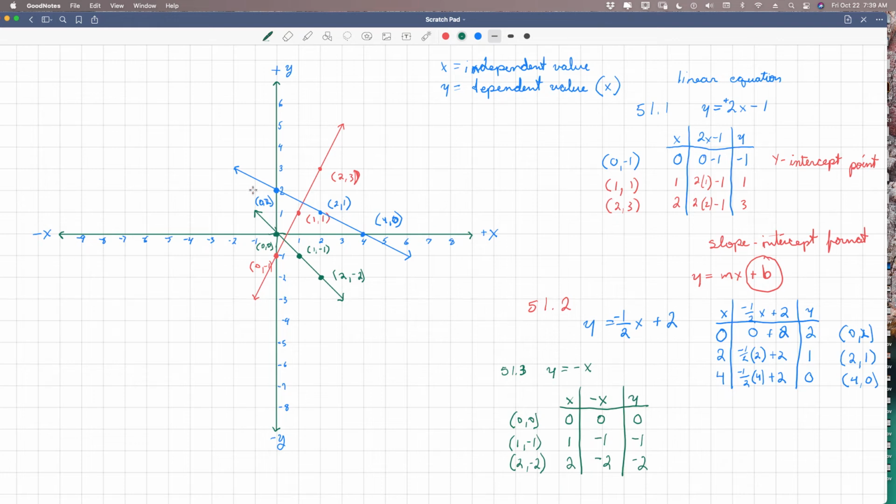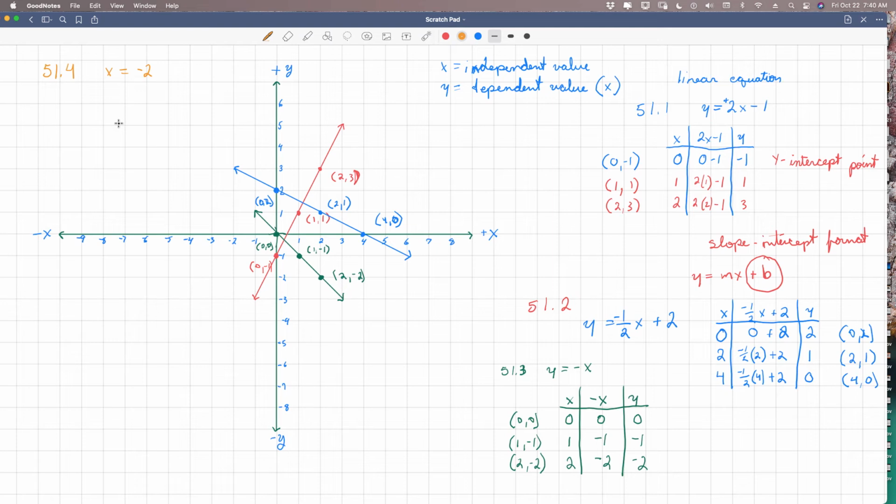All right, so let's look. We have one more that I want to do on this page before I draw a new page. Let's do a different color this time. Let's do orange so it'll stand out. So we have another line, and we are told for 51.4 that x is equal to -2.